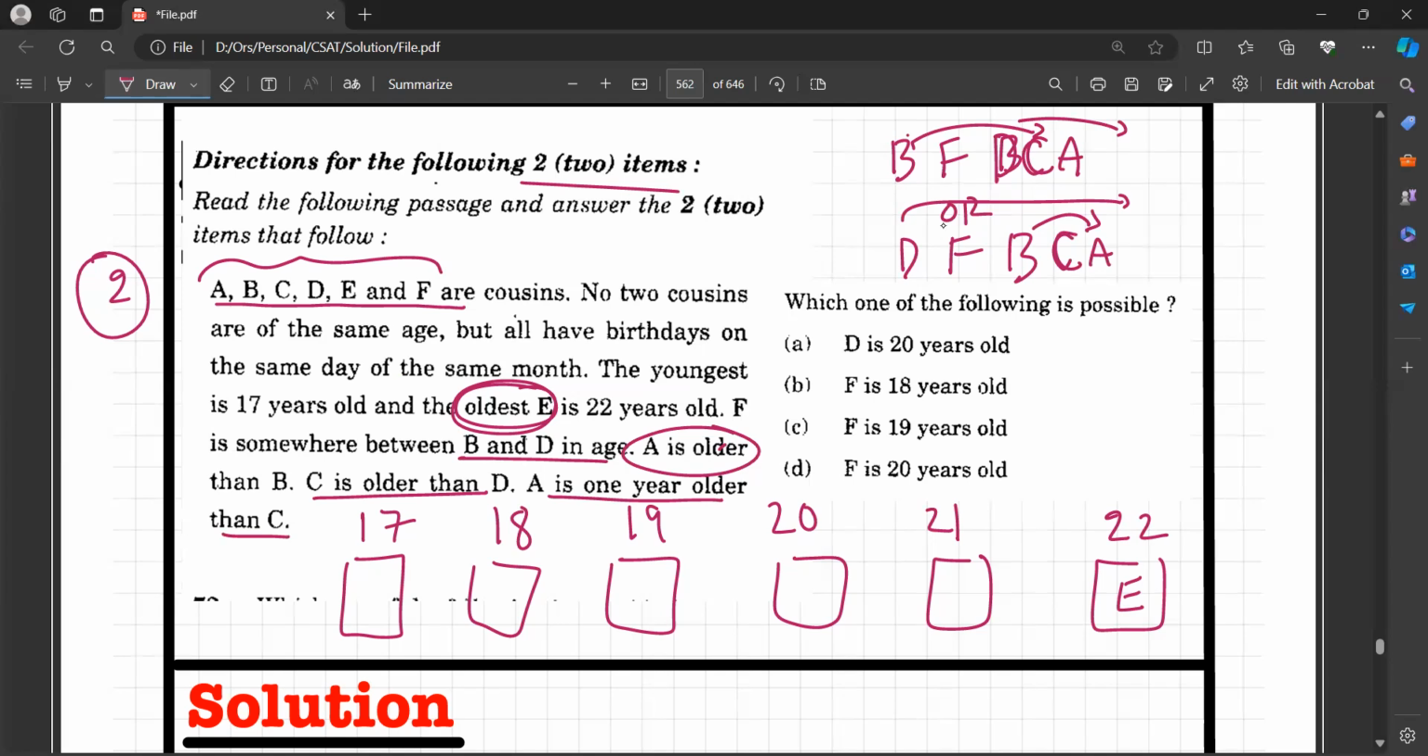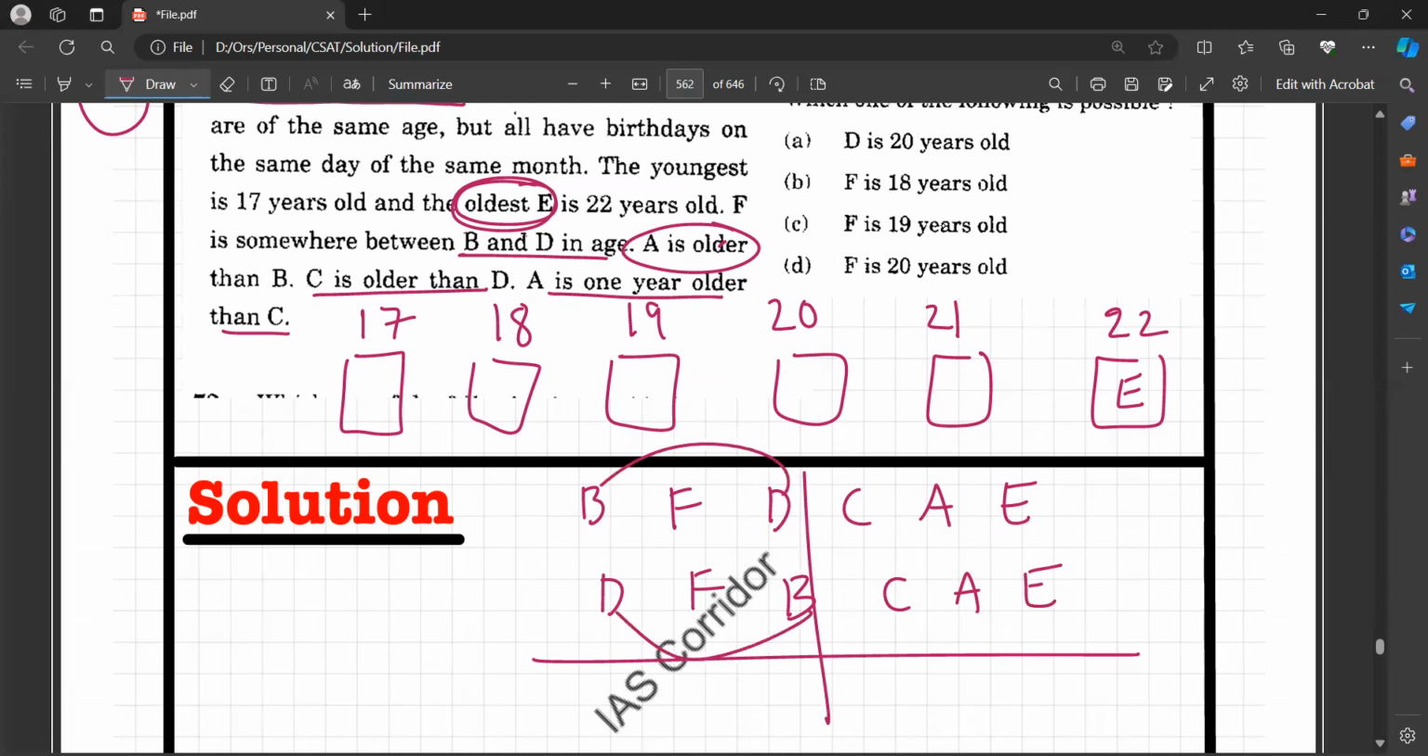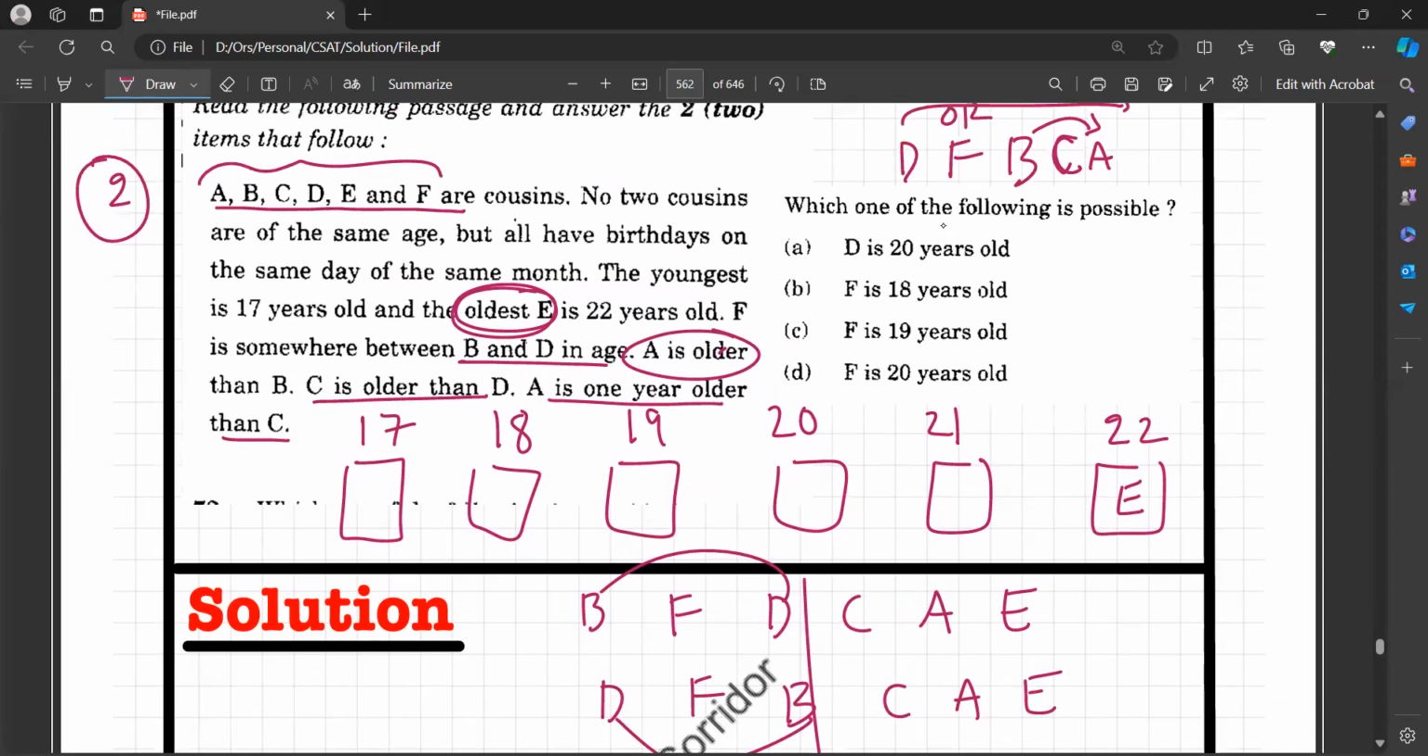We have two sequences, that is B, F, D, C, A, E and D, F, B, C, A, E. No changes in the last three parts, but these two changed. Why? Because there can be two cases. We have no idea whether B is the older one or D is the older one. Now the sequence of ages is 17, 18, 19, 20, 21, 22.